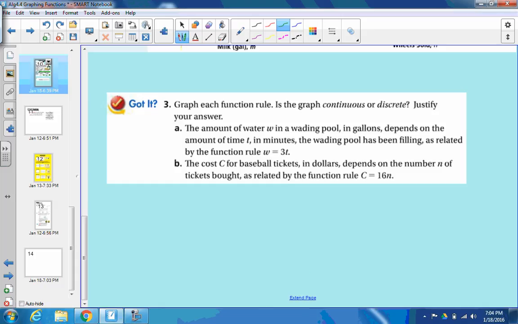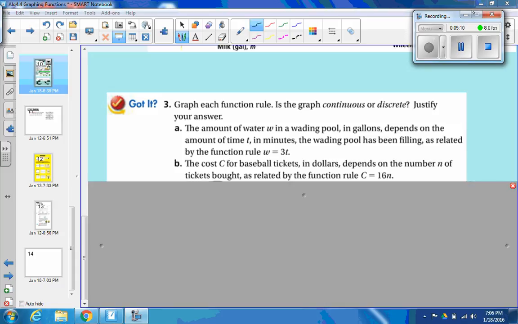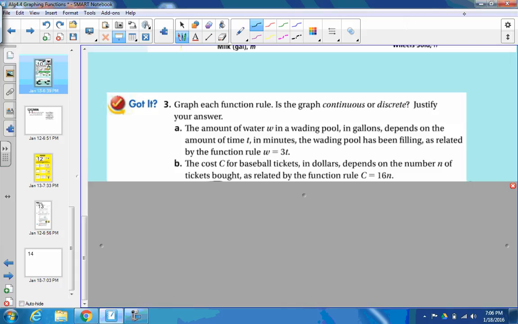Now I'm going to see if you get it. So why don't you try this one on your own? The first one says graph each function rule. Is the graph continuous or discrete? And give a reasoning. So do that for each of A and B. All right, so the first one says the amount of water W in a wading pool in gallons depends on the amount of time in minutes the wading pool has been filling.